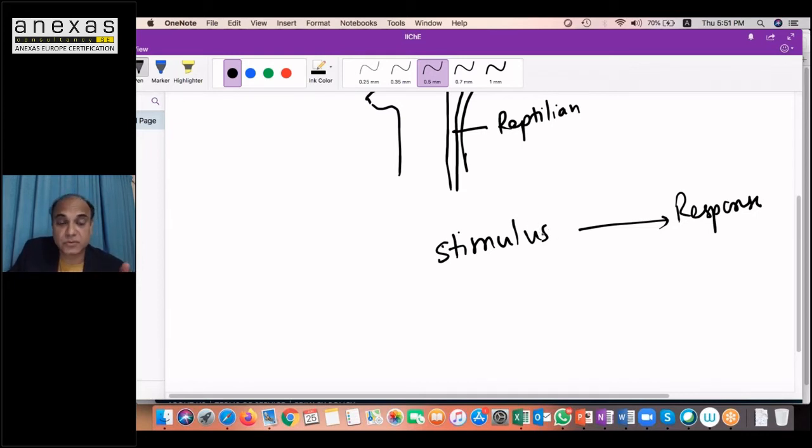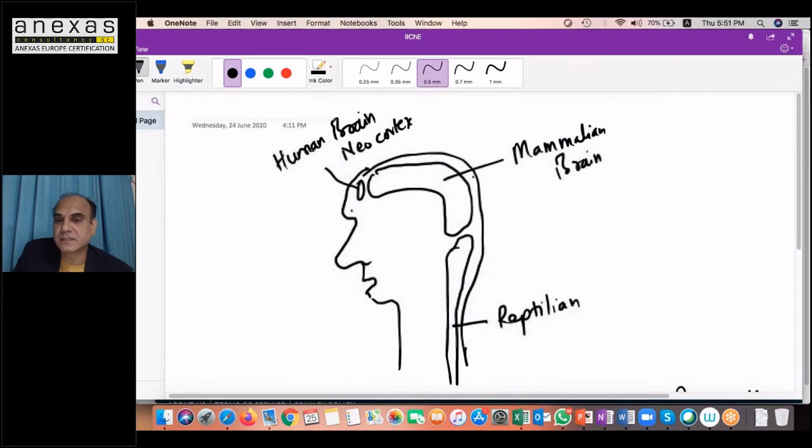Those who have done programming know if-then-else: if this happens, then it should happen like this. Let's say there's a lion behind you. What will happen? You will run away immediately. You'll not think too much, isn't it? This is the reptilian brain. All reptiles have this brain.